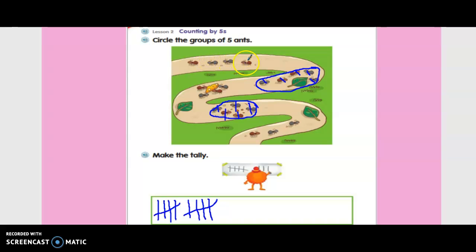1, 2, 3, 4. Nope, that's not a group of 5. 1, 2, 3, 4. That's not a group of 5. 1, 2, 3. That's not a group of 5 either. So those two are the only groups of 5.